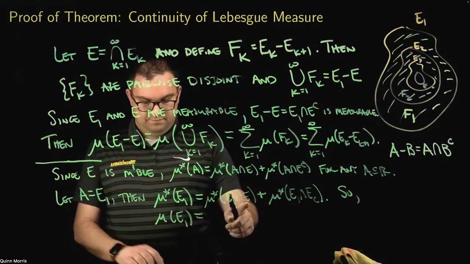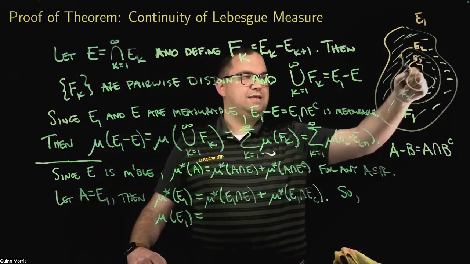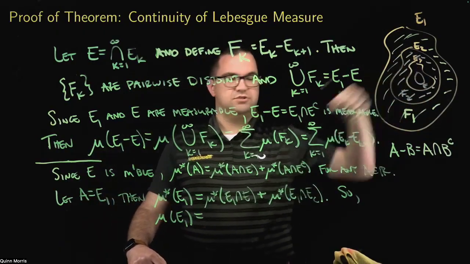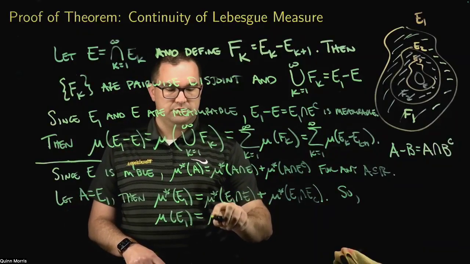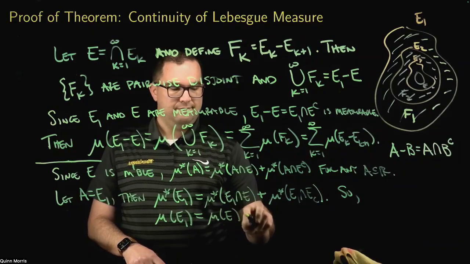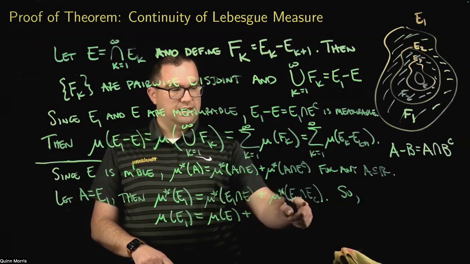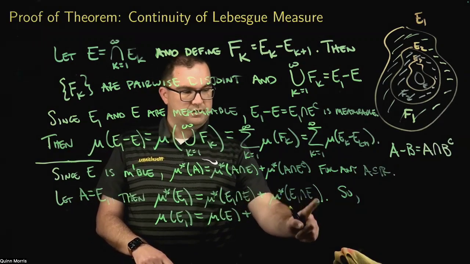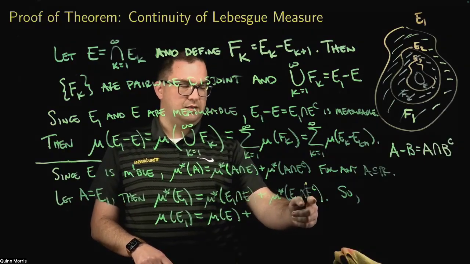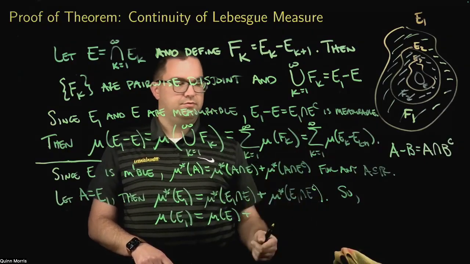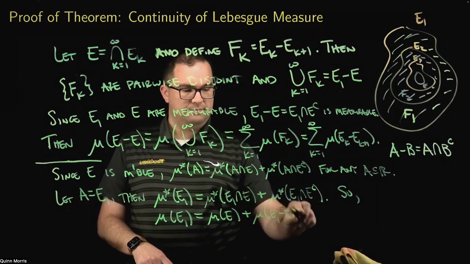E1 intersect E is just E, right? E is a subset of E1, so E1 intersect E is just E. So this is just mu star of E, but E is measurable, so this is just mu of E plus, now E1 intersect E complement, oh, sorry, that should be complement up here. That's really just E1 minus E. We've already talked about it's measurable, okay? So this is just mu of E1 minus E.